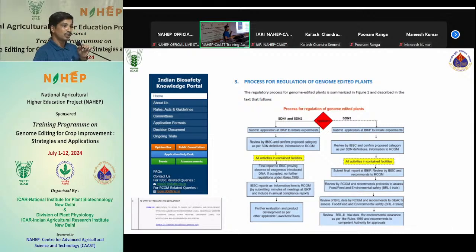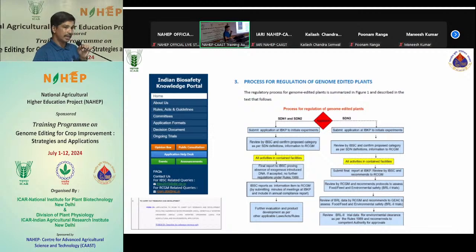For example, selection of gene, guide RNA details, plasmid constructs, and the facilities where you have to perform the experiments, for example, if you get any mutant in future, so where to perform all the experiments and related work. All these things you have to submit to IBSC.